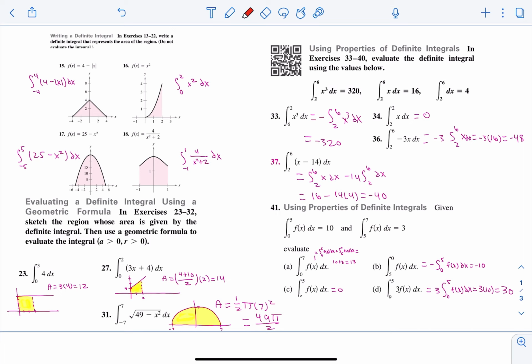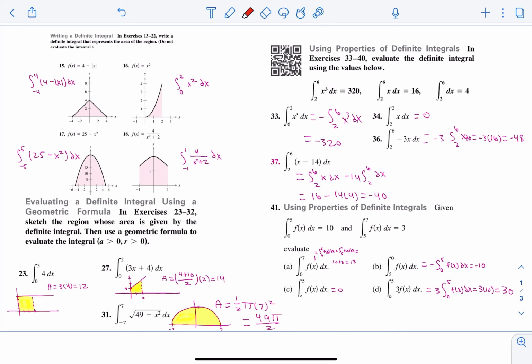So we have to write this out as a definite integral. We can see the area, we're taking the area under the curve from -4 to 4. So on our definite integral, a is -4, b is 4, and then we're taking it of our function 4 minus the absolute value of x with respect to x. So that is why the answer to 15 is what we have there. And then we can move on to the next part.